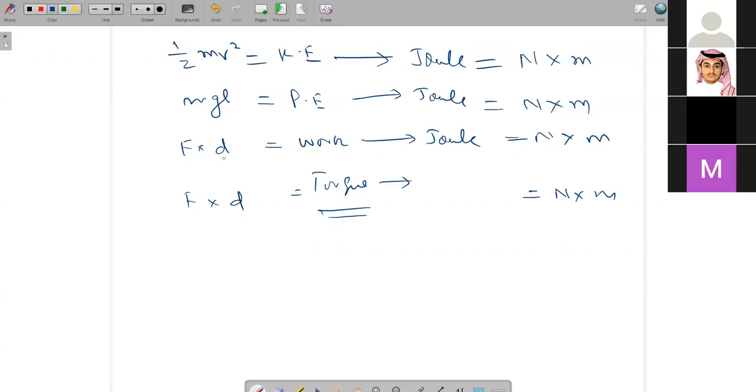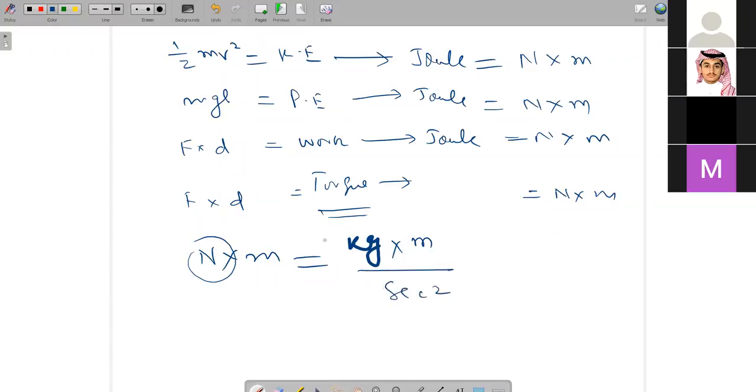Understand this one. So if you know Newton into meter, you can expand it. You can expand Newton. So Newton is what? Newton is force. Force is what? M into A. M into A is what? Kilogram meter per second square. This is called Newton. And this is meter. So you can write this as kg meter square over second square.